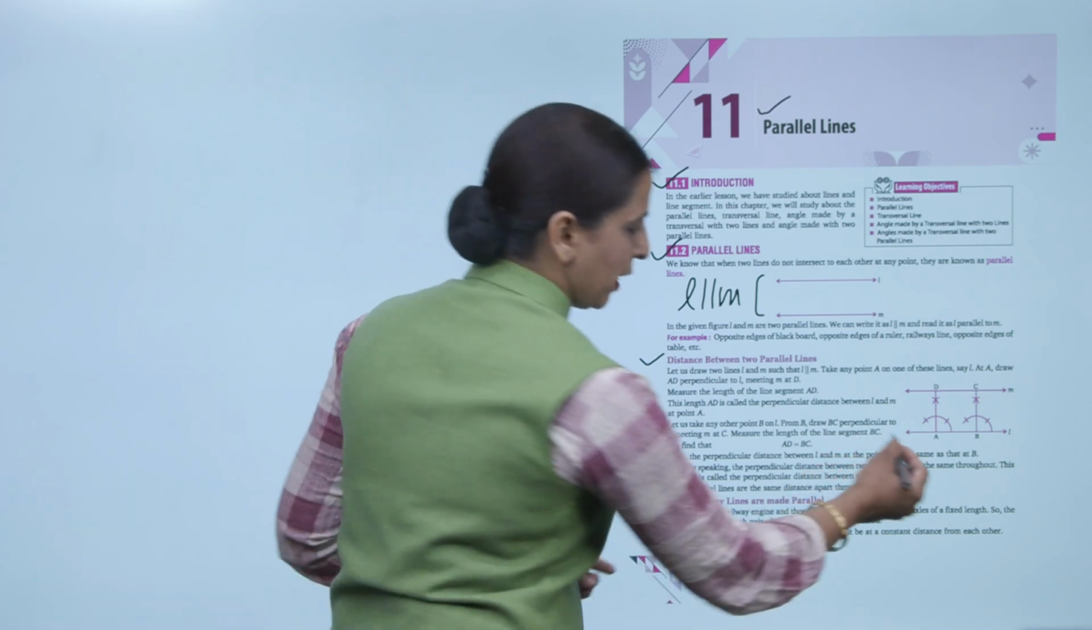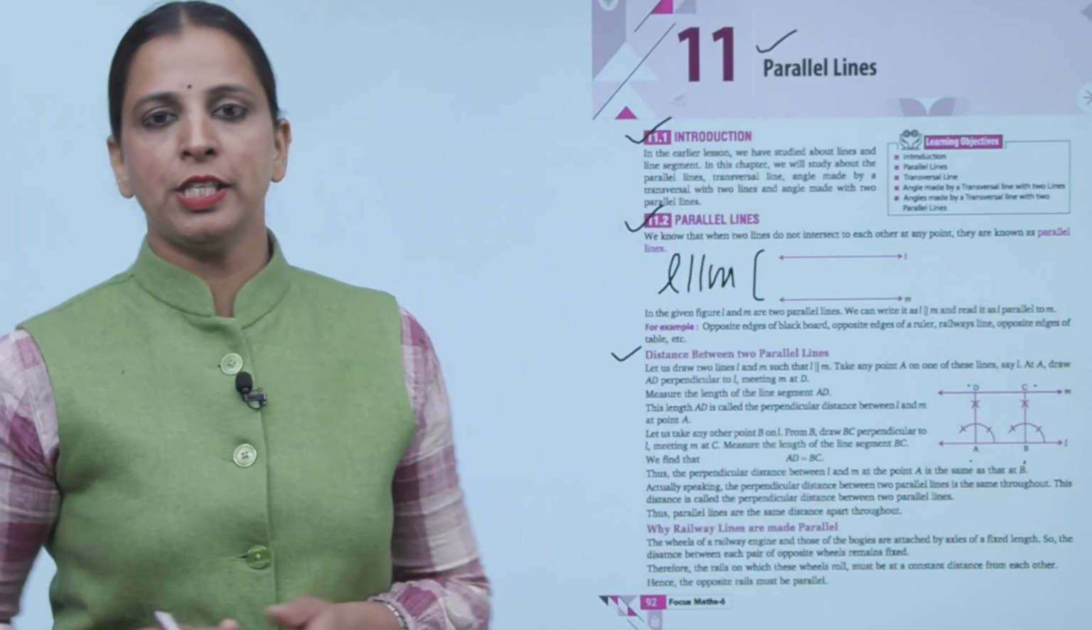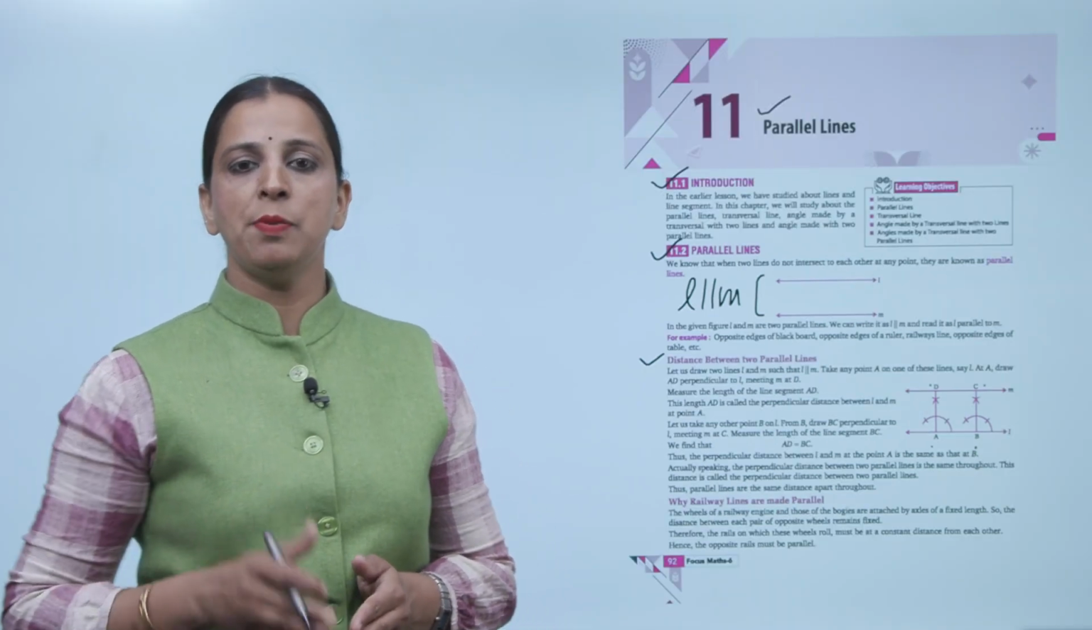जैसे इस figure में given है, A से D या B से C, दोनों ही distance क्या है, same. Next is why railway lines are made parallel.